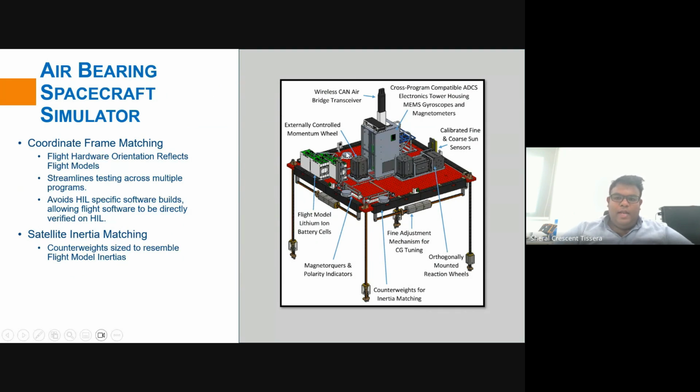We have lithium ion batteries to power up the entire simulator, and it allows us to operate the simulator continuously for about 1 hour. Then we have a wireless CAN receiver, transceiver to provide a communication channel between the flight electronics and the mission control software of the Lumelite, so that we can operate this simulator remotely.